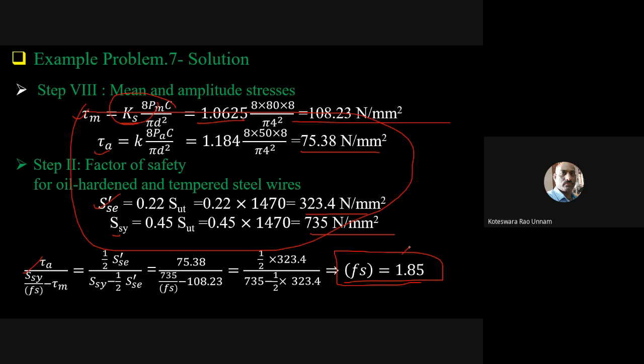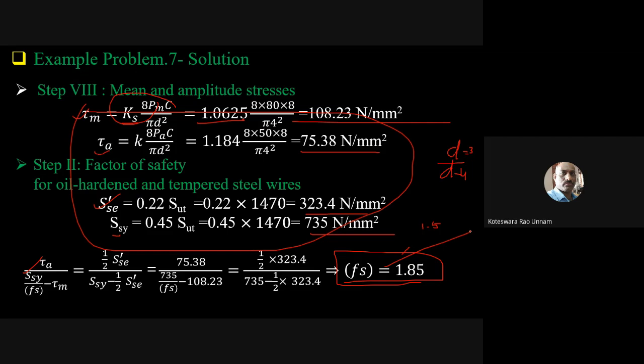So it may be more than 1.5. Why? Because I've taken the diameter on the higher side. From the calculation I got D equal to 3 mm, but I made it 4 mm. With 4 mm, I got a factor of safety of 1.85. If you want, you can proceed with 3 mm also and check what factor of safety you are getting. If the factor of safety is more than 1.2, then it's okay, the design is safe.